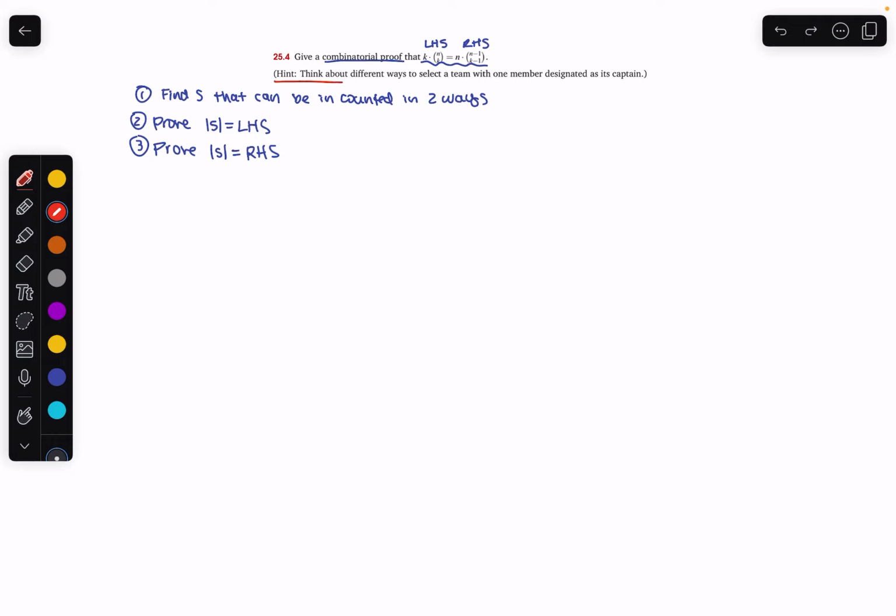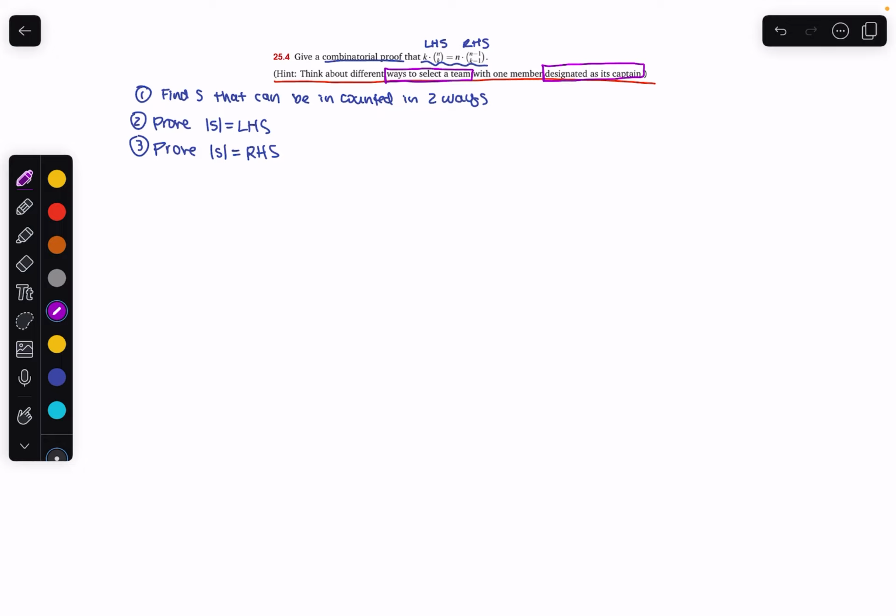So we have this lovely hint. Think about different ways to select a team with one member designated as its captain. I'm going to use that in my creation of S. In both the left-hand side and the right-hand side, I see these two terms: a term that's multiplied and a binomial coefficient. That lines up with these two decisions we have to make: ways to select a team and ways to choose a captain.